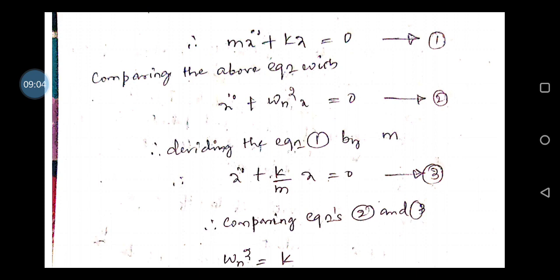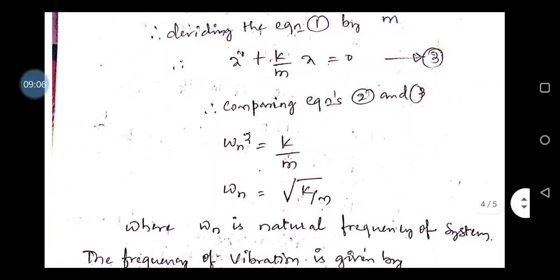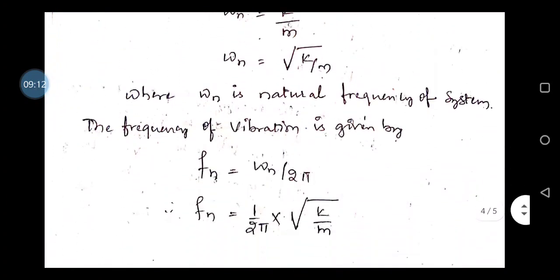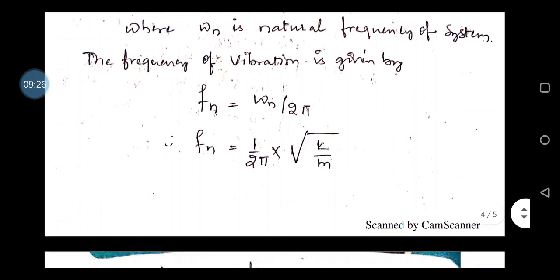Now comparing equations 2 and 3, we can find out omega n square is equal to k by m, and omega n is equal to under root k by m, where omega n is the natural frequency of the system, and the frequency of vibration is given by fn is equal to omega n by 2 pi, or fn is equal to 1 by 2 pi into under root k by m.